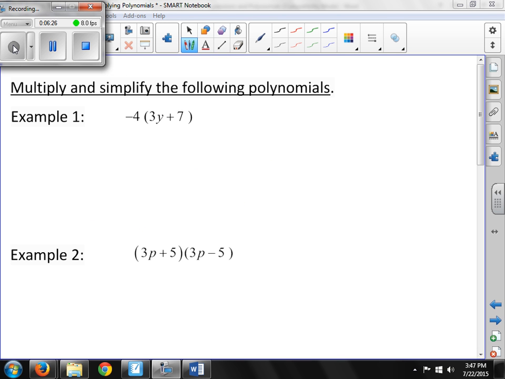Okay, let's multiply and simplify the following polynomials. This first example uses the distributive property where we're just going to multiply negative 4 times both of those. Negative 4 times 3y would be negative 12y, and negative 4 times positive 7 would be negative 28.